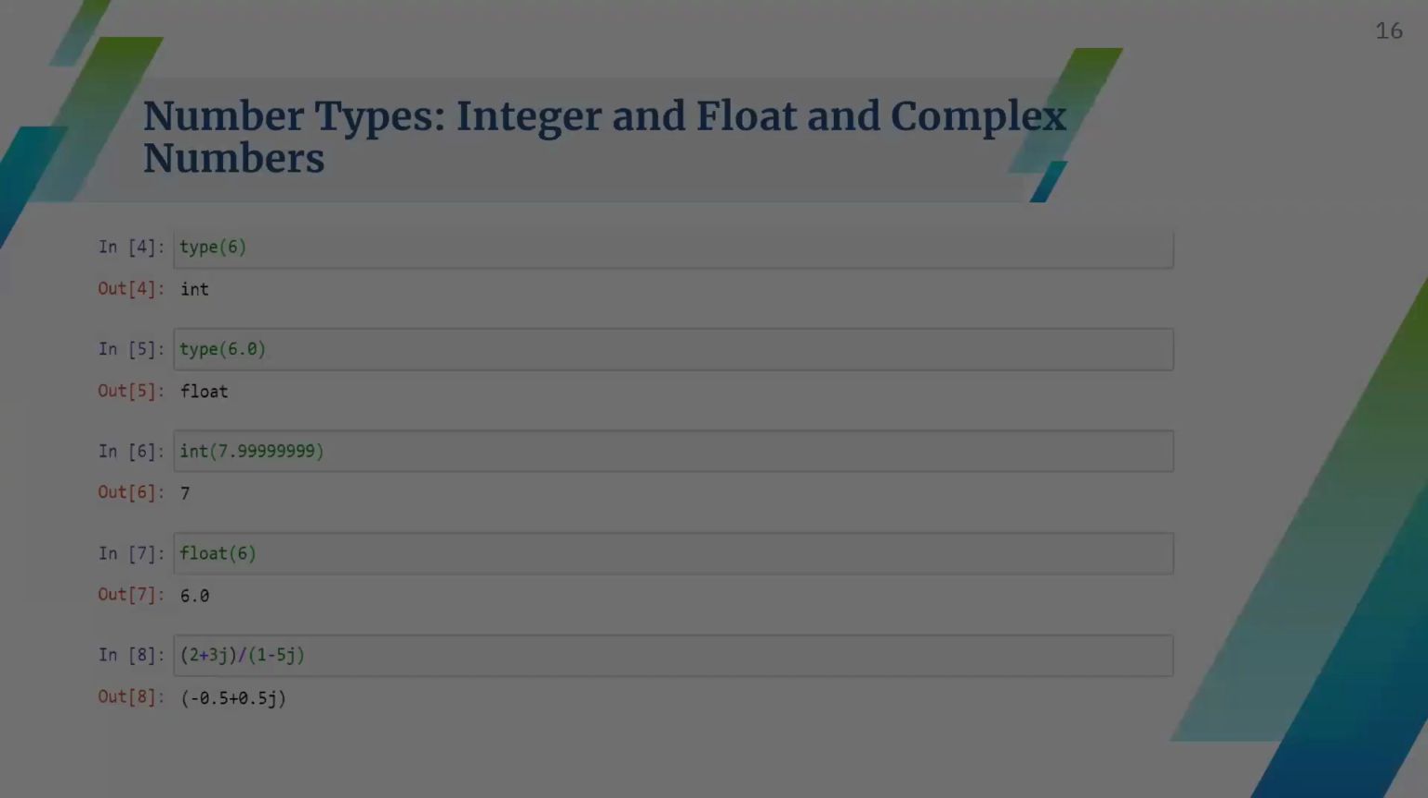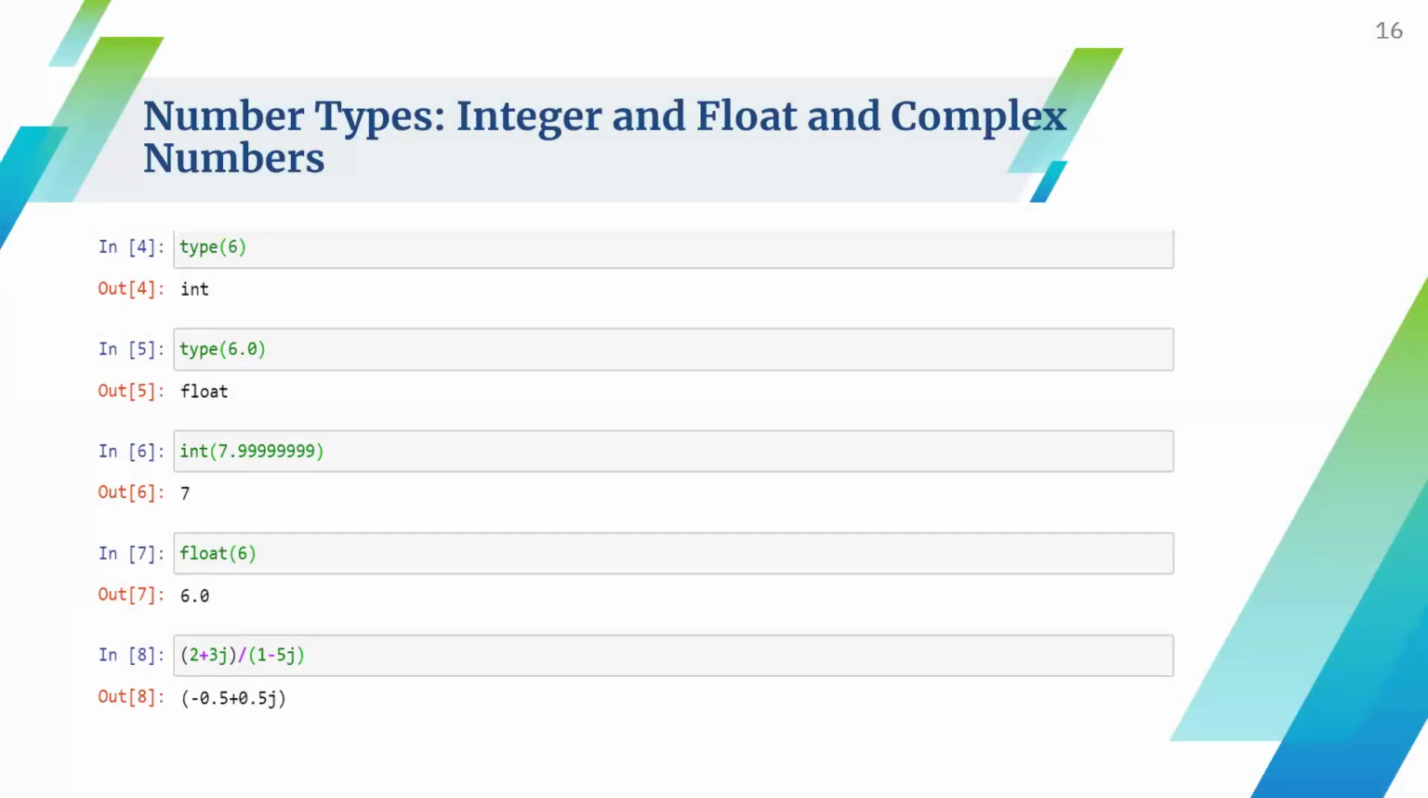Fine. Now we'll come back to the number type. We have different data types here, out of which we are going to discuss number type. Number type deals with integer, float, and complex number. What is a complex number? This is a complex number.